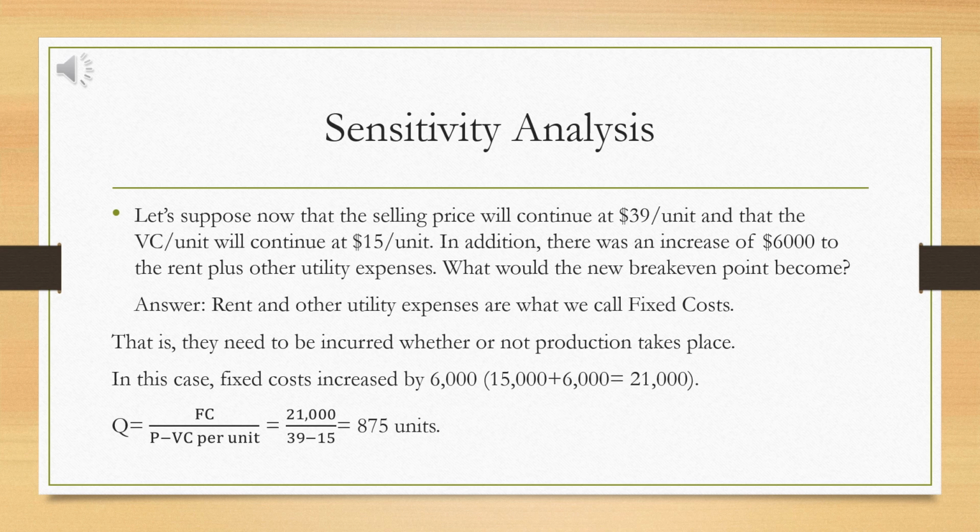The answer is rent and other utility expenses are what we call fixed costs. That is, they need to be incurred whether or not production takes place. In this case, the fixed costs that were 15,000 will increase by 6,000 and become 21,000. The new break-even point will be 21,000 over 39 minus 15, which is 875 units.